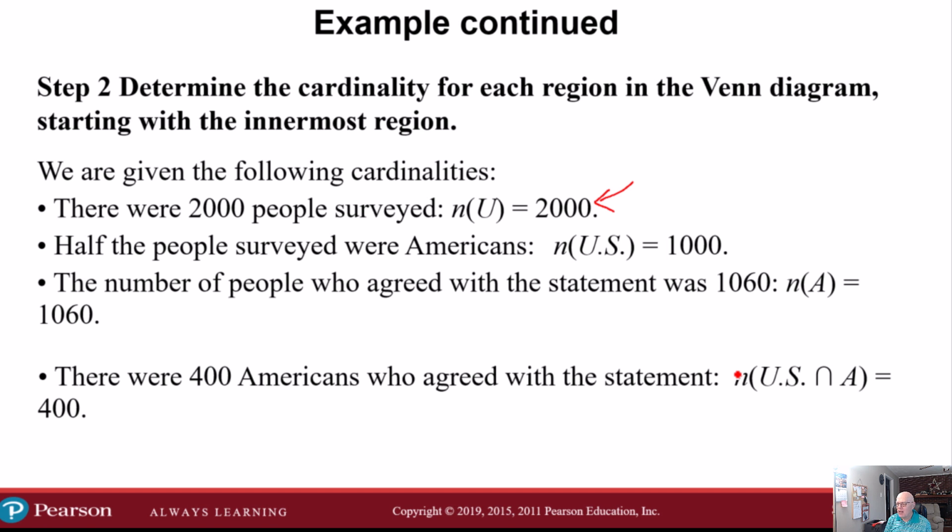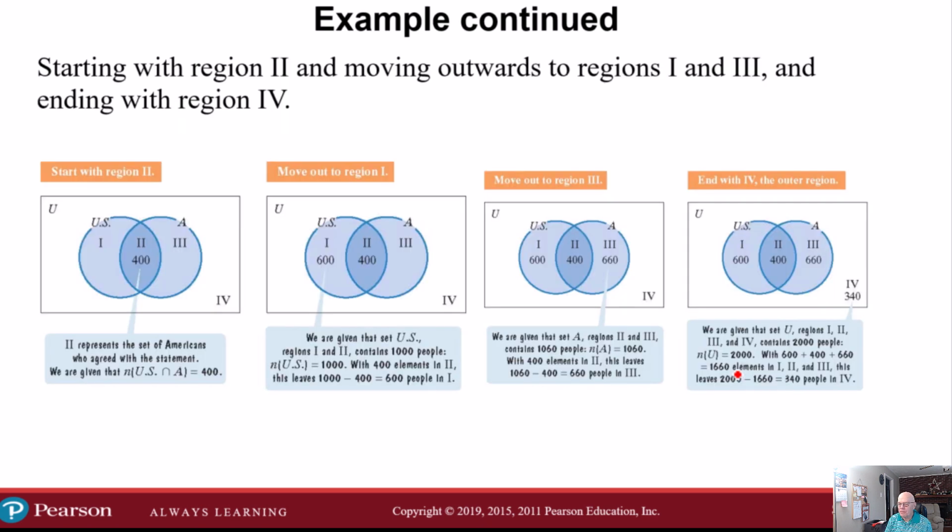2,000 people altogether, half are Americans, so that's 1,000. That also means 1,000 Mexicans. The number of people who agreed with the statement, that's given, 1,060. 400 Americans agreed, so you've got that. You can put that in your diagram. So here's your picture. We said 400 Americans agreed, so we've got that region. And the US region has 1,000 people. We've got 400 here, and we need this plus this to be 1,000. So that gives you 600 there.